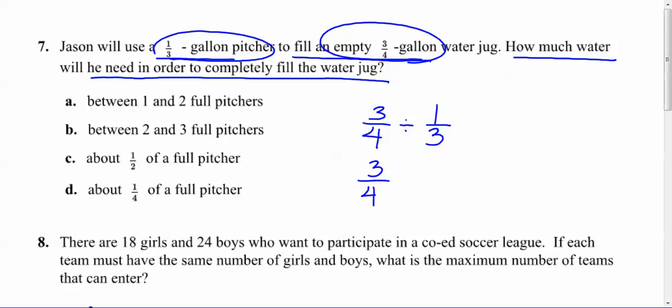So the first main thing is the setup, and then from there it's the calculation. So that's 9/4, which equals 2 1/4, because 9 divided by 4 is 2, which is 8. You'll have 1 left over out of 4, so 2 1/4. So that's between 2 and 3 pitchers. You need more than 2 but less than 3.